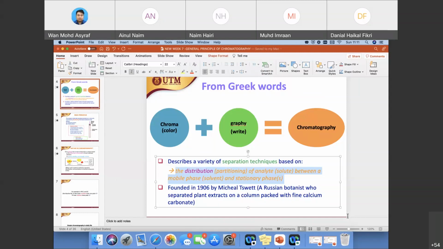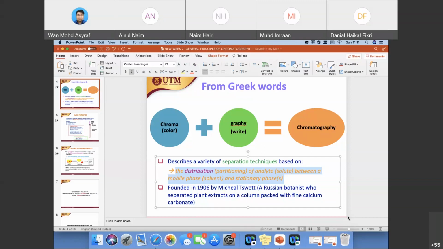This is very important. There are three keywords: the distribution of analyte, or we can call it partitioning of your analyte, between a mobile phase and a stationary phase. Three things are important: the distribution, mobile phase, and stationary phase. Starting from here, you are going to hear a lot about the distribution. What is the mobile phase? What is the stationary phase? So what does it mean by distribution?